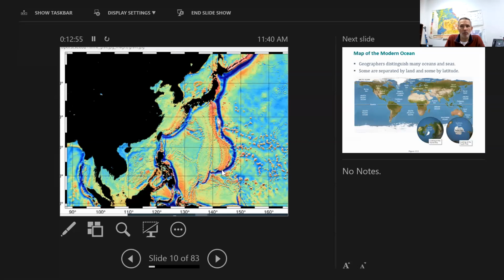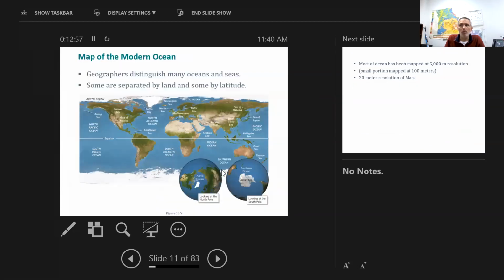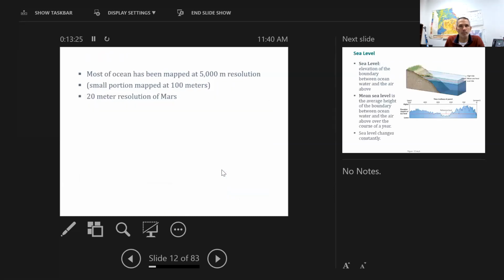And here's a higher resolution of the seafloor. But when we start looking at the seafloor, we divide the ocean into different basins, as well as into individual ocean basins, as well as seas or bays. And so here are some common bodies of water that are all saltwater bodies here.